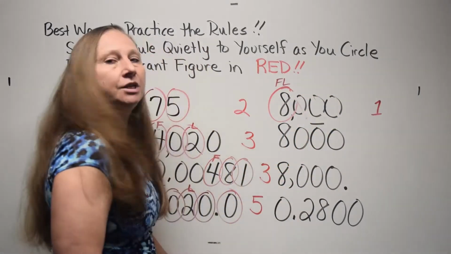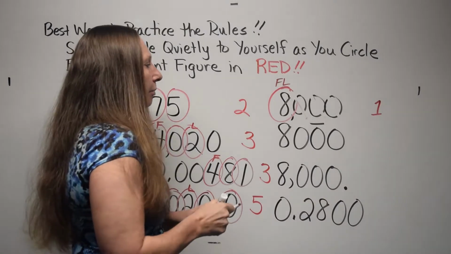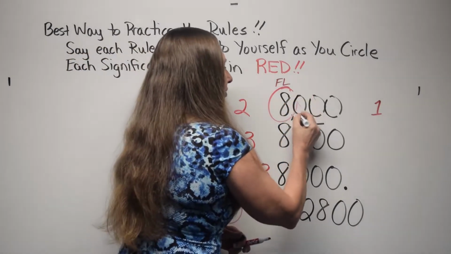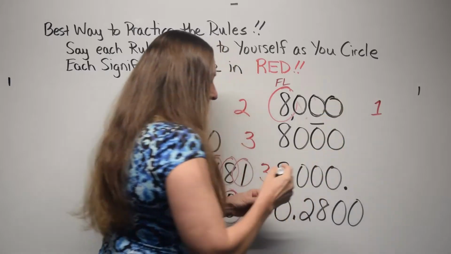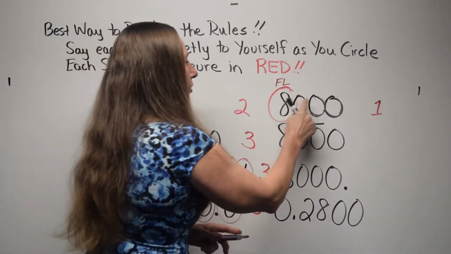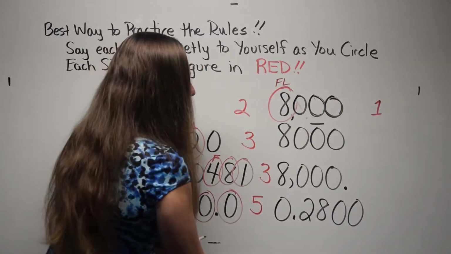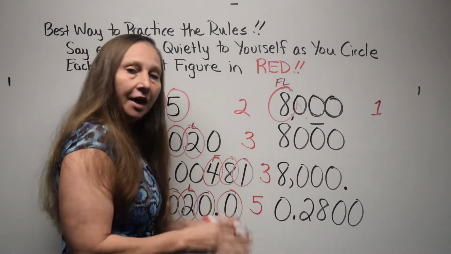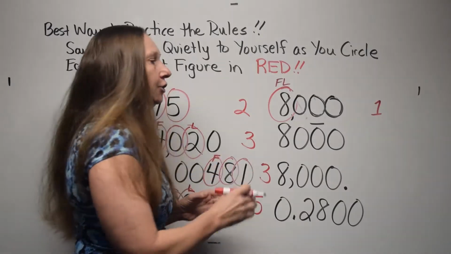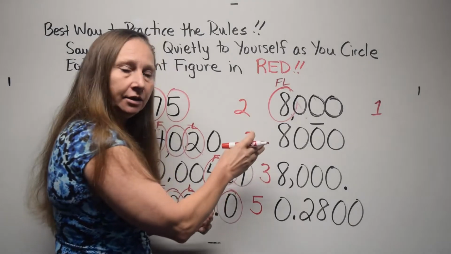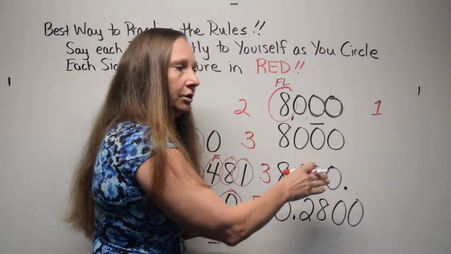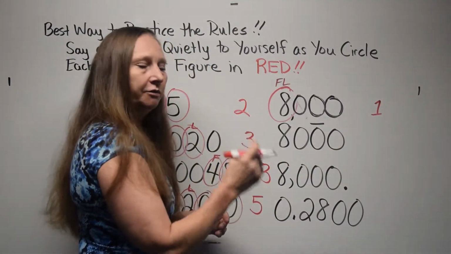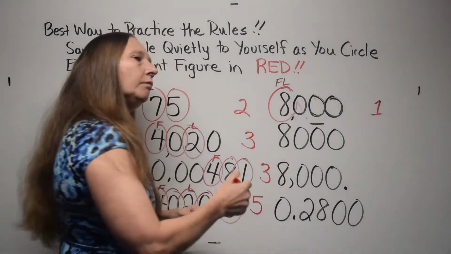The number is still 8,000, but only the 8 is significant. All right, remember, saying that these zeros are not significant does not mean that they're not there. It does not change the number from 8,000 to 8. The number is still 8,000 with 1 significant figure.